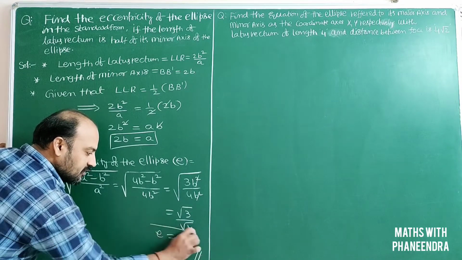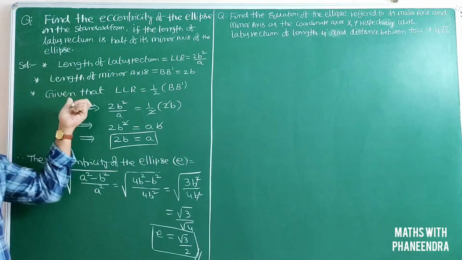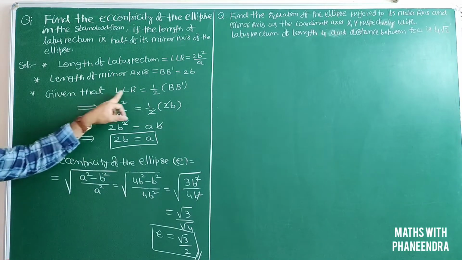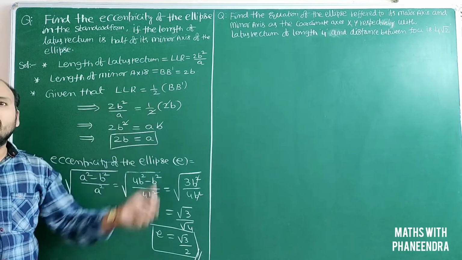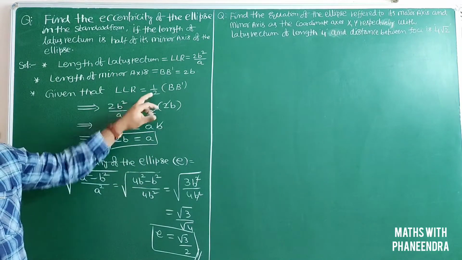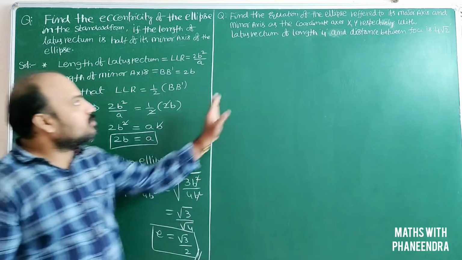Therefore the eccentricity e equal to root 3 by 2 when the condition LLR equal to half of BB dash. That means length of latus rectum equal to half of its minor axis. So that time the answer is equal to root 3 by 2. Now come to the next question.